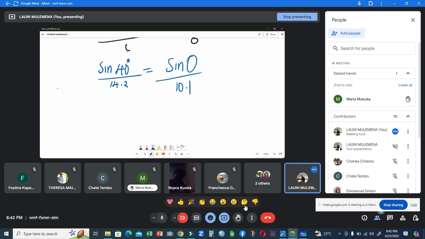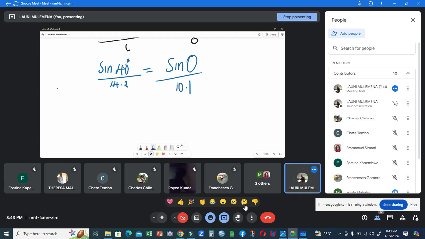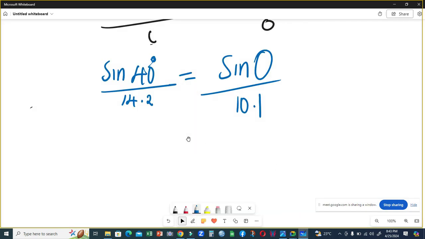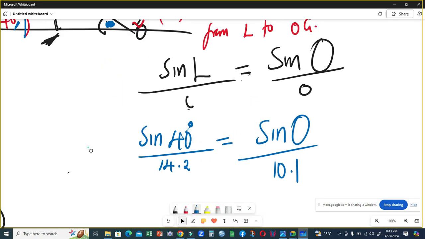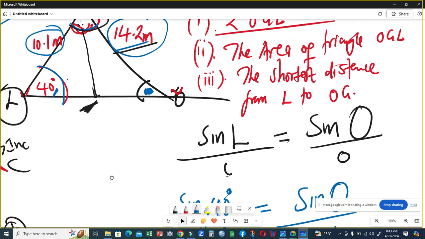Yes, Madam Maria. Where exactly? I just wanted to find out, is it always that we use the numbers on the same angle when you're doing the substitution? Okay, let me try to find out whether I've gotten your question. By numbers on the same angles or the same letters, you mean the way I put 40 on L?